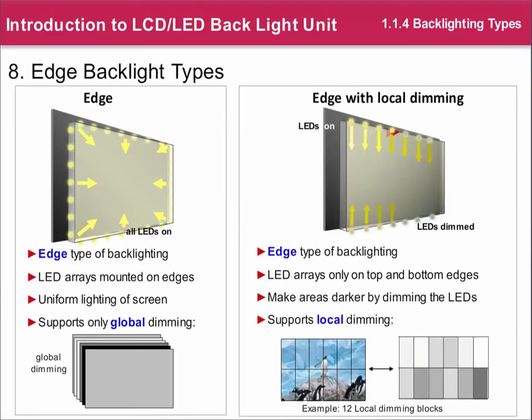Here we talk about edge backlighting. The edge solution uses one big diffuser plate that spreads the light uniformly across the screen. The lamps are mounted on the edge of the diffuser plate. This construction is attractive because it can be made very thin. We light the screen uniformly. If we change the brightness, it will be for the screen as a whole.